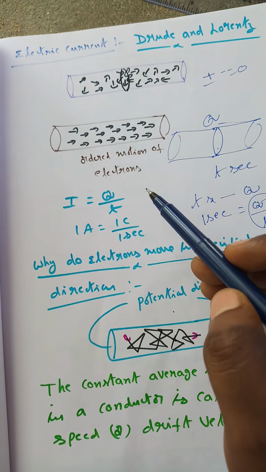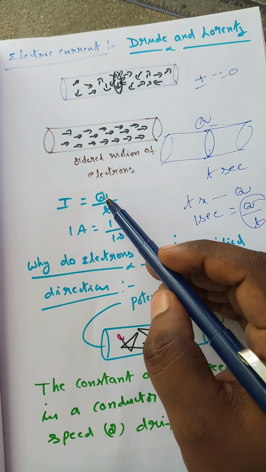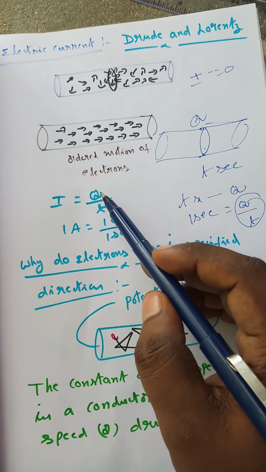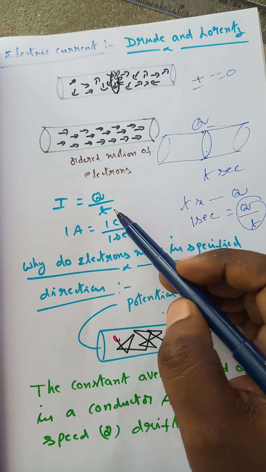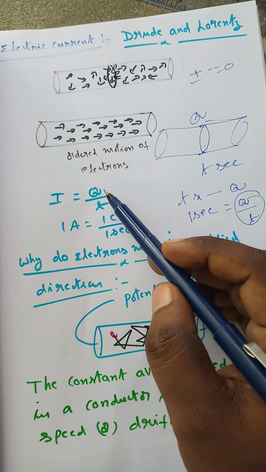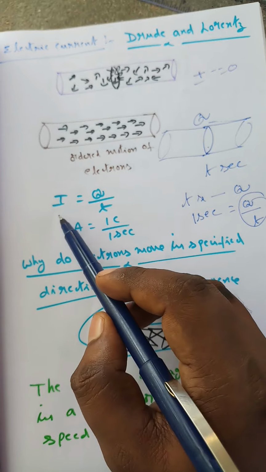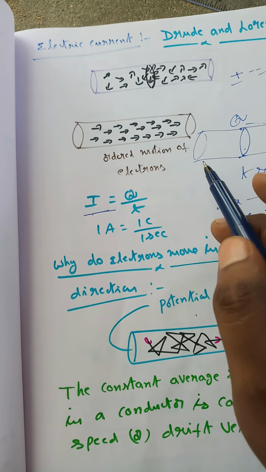So we can define electric current I equal to Q by t as the rate of flow of charge. This is the flow of charge with respect to time. The flow of charge with respect to time is called the rate of flow of charge. The rate of flow of charge is called electric current, I equal to Q by t.